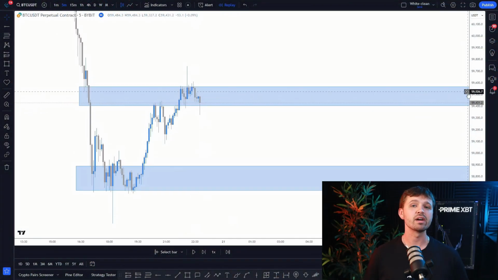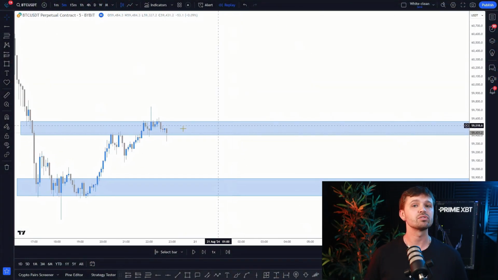And now finally, let's take a look at Bitcoin. Here we have Bitcoin on the 5-minute chart, and I've marked out 2 key levels here, just as we did with EURUSD. And we're looking for a bearish engulfing candle at resistance and a bullish engulfing candle at support. Let's see if we can find an entry trigger.